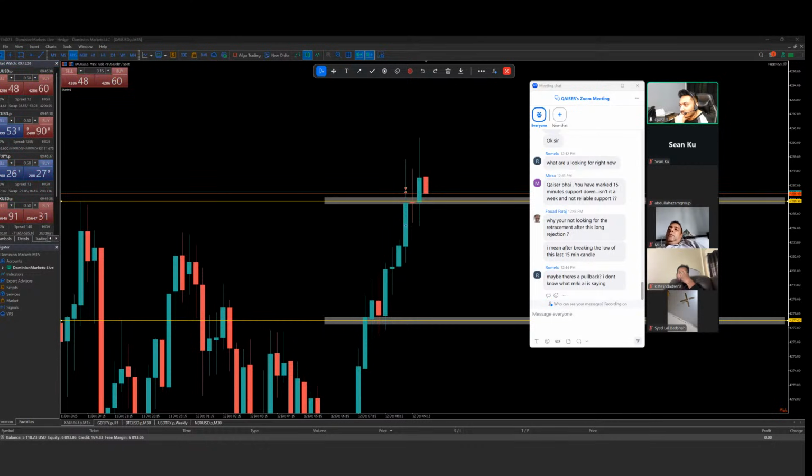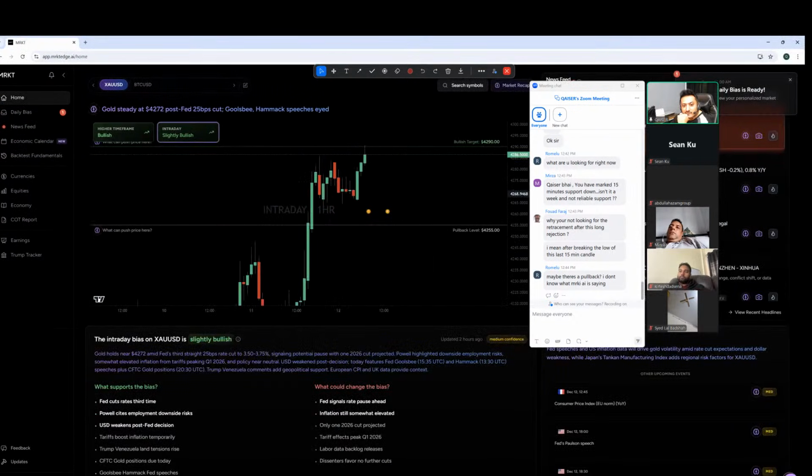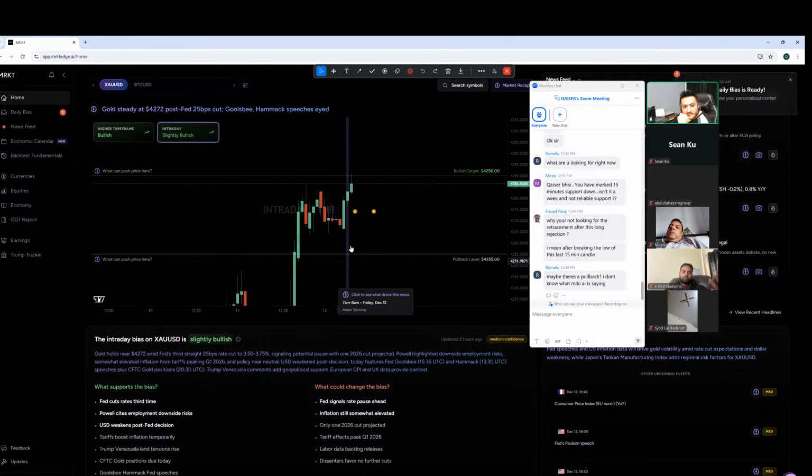There is no pullback. Market AI is just showing a bullish momentum, a bullish target. Look at this one. There is no pullback, where you're just looking at the Market Edge AI. Look at this one. Fundamentally, this is the pullback level.